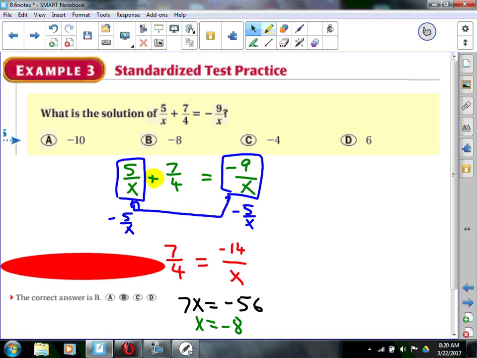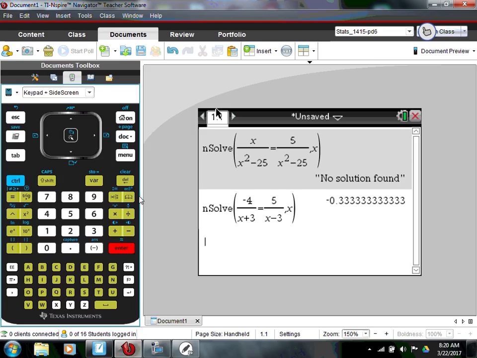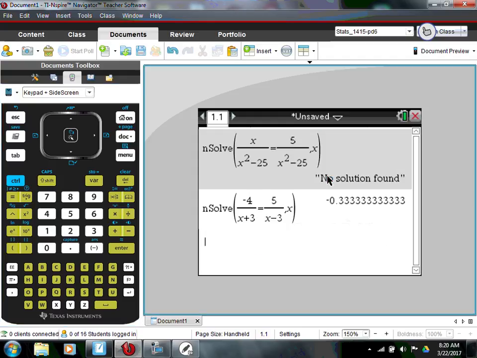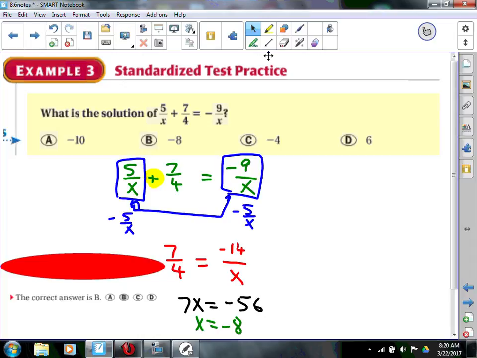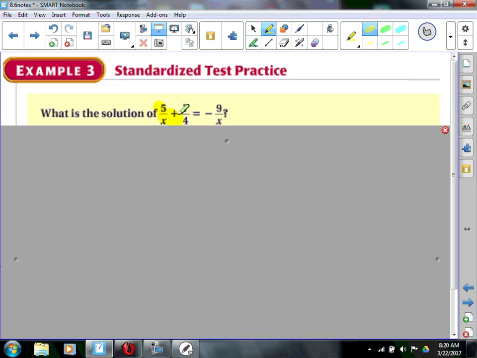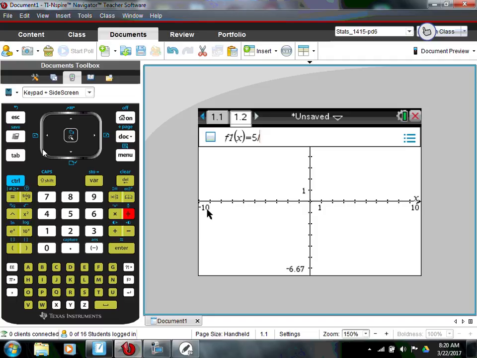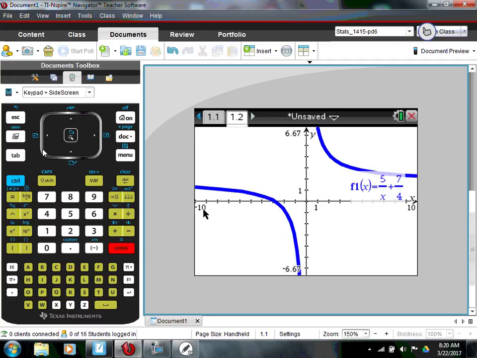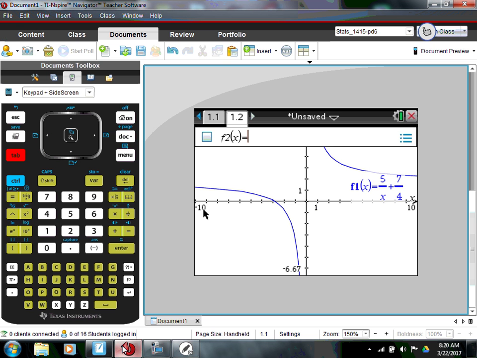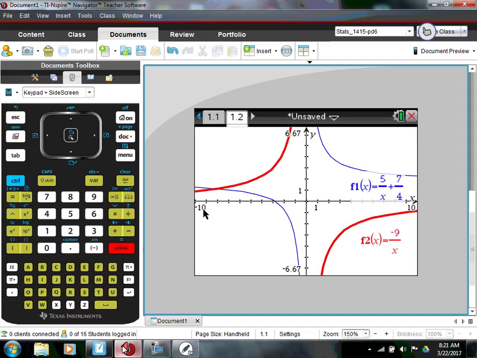There is one thing that I think is worth noting. Equations can always be solved by graphing. What I mean by that is, if we were to look at that equation and take whatever is on this left side and graph that, so 5 over x plus 7/4, and then also graph what's on the other side, that negative 9 over x, what we would be looking for when we try to solve this equation is the point where they intersect. Good. And in fact, we'd be looking at the x value where they intersect.